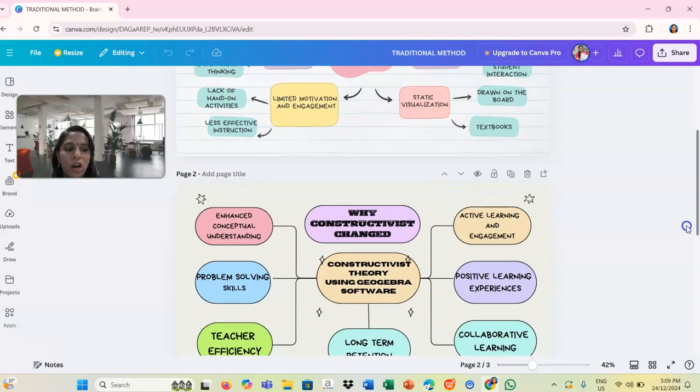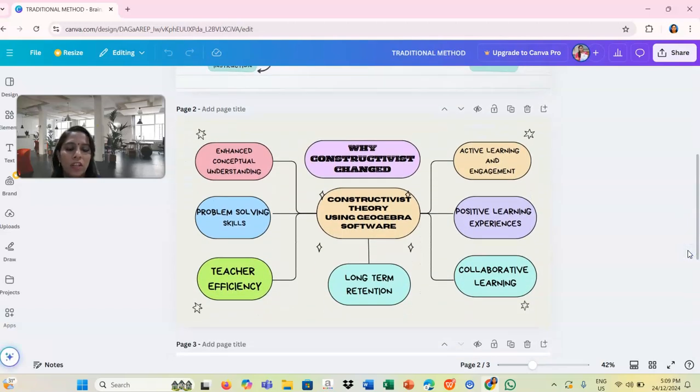Okay, now let me explain why we need to implement the constructivist approach in this learning, why we use the GeoGebra model, and how it can change the theory from before. The first one: by implementing the constructivist theory using GeoGebra software, it can enhance conceptual understanding among learners. Second, it can enhance problem solving skills. Third, teacher efficiency increased. Fourth, long-term retention.